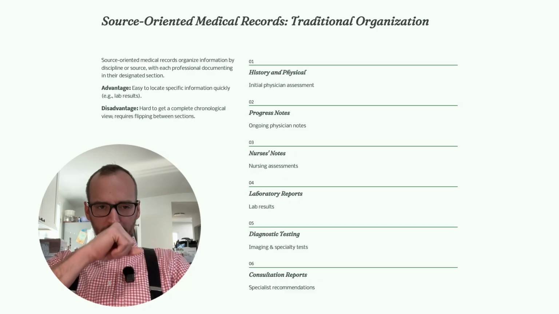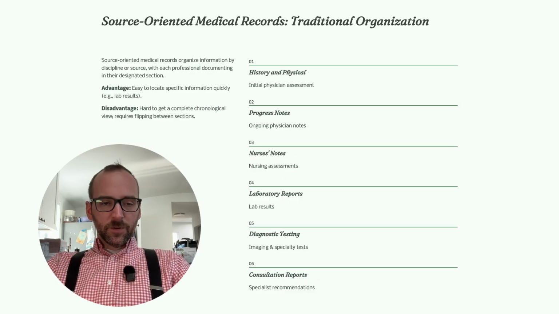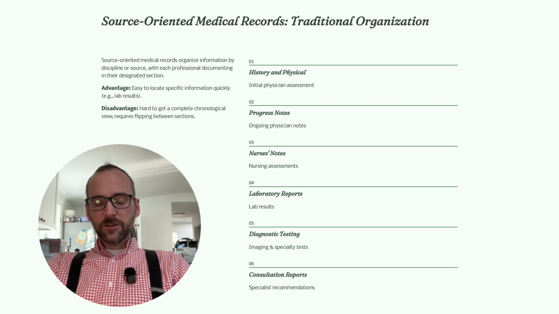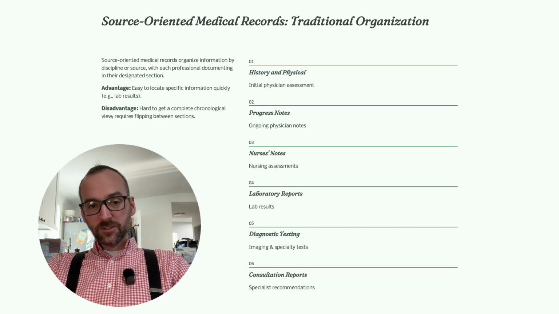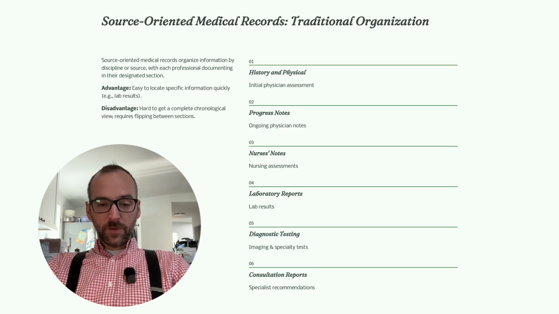Source-oriented medical records. We have a lot of different systems. There are history and physicals. That's the first time the doctor sees somebody. There are progress notes. That's how things change over the course of an admission. This is where my biggest piece of information to stay consistent with the medical plan comes from. It's the most recent doctor's note.